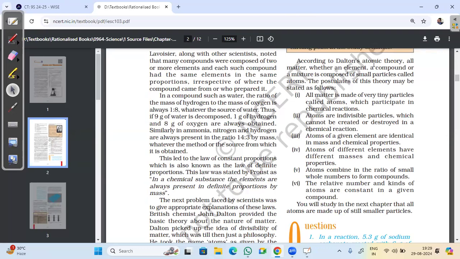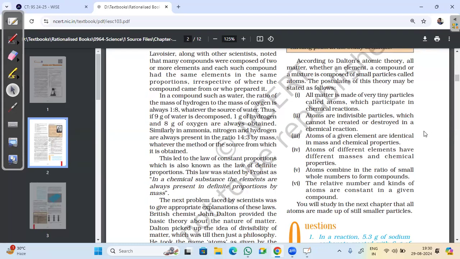The postulates of this theory may be stated as follows. You have to remember all the 6 postulates of Dalton's atomic theory, which try to describe the atom. So see how Dalton's postulates describe the atom.